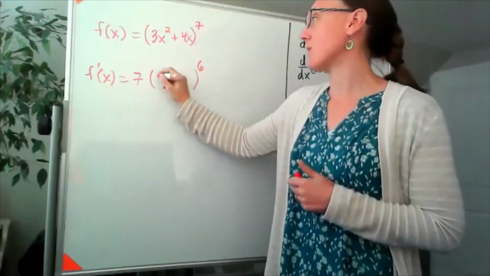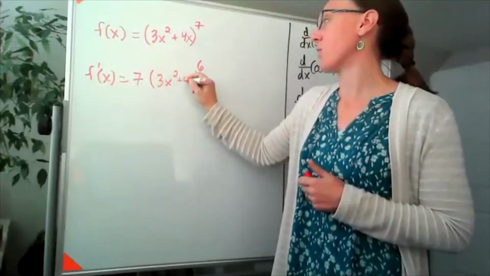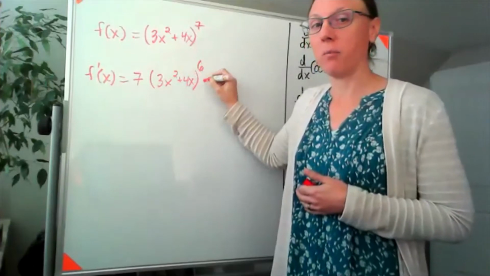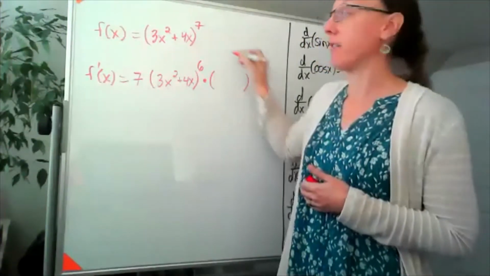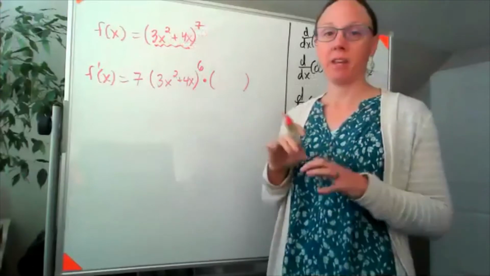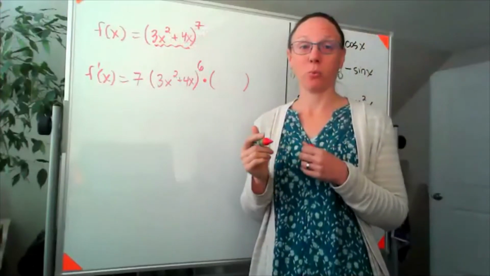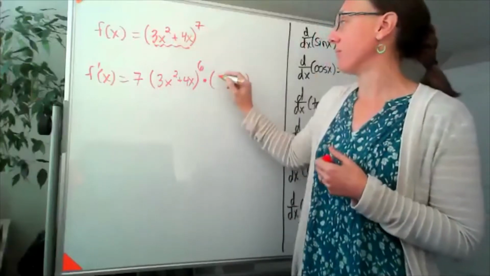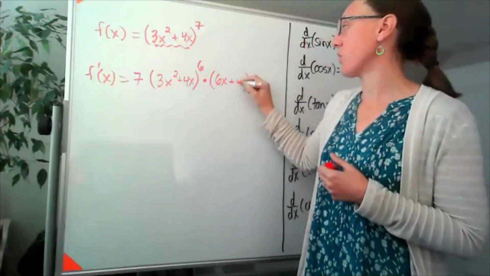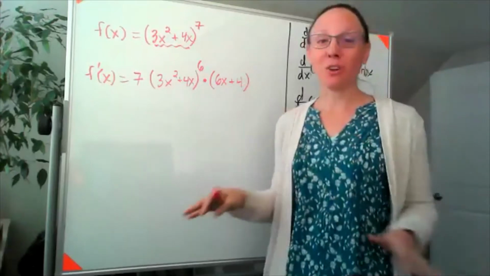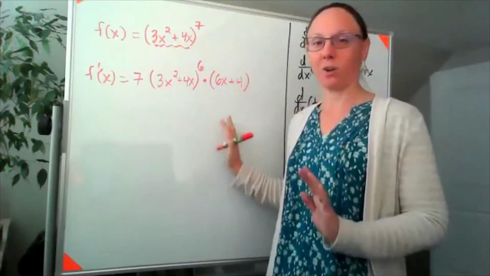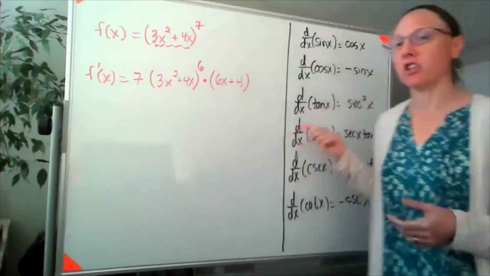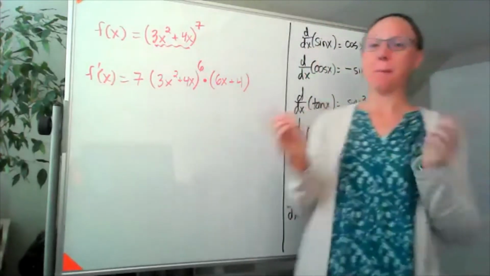I'll bring that exponent down and have stuff in parentheses raised to the 6th power. Now what was in here was 3x squared plus 4x. The chain rule component is that I'm now going to multiply by the derivative of the inside function. So our inside function here being 3x squared plus 4x, that derivative would be 6x plus 4. And we don't have to do anything else with this. We can just walk away. That's our derivative.